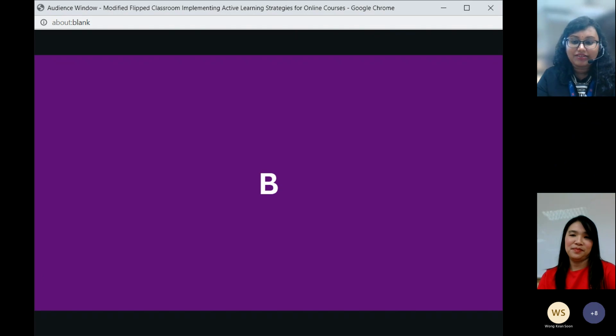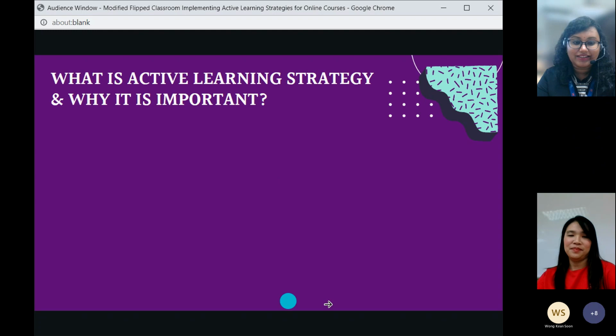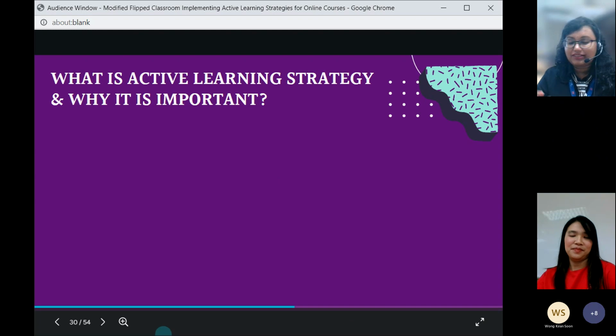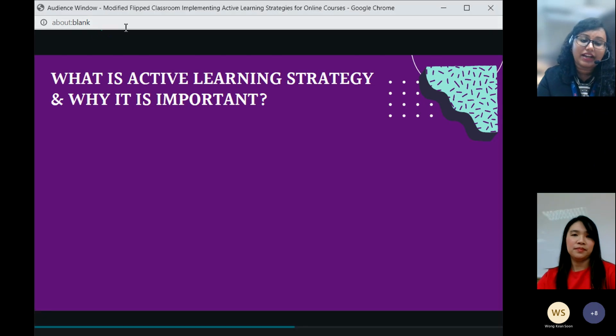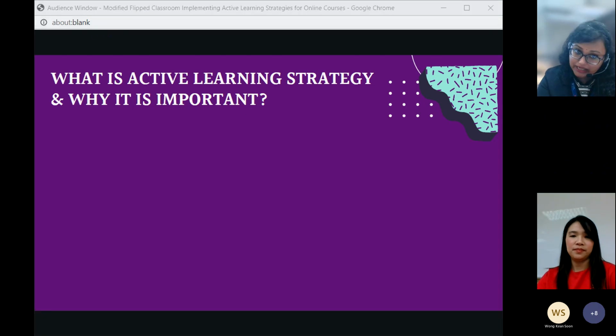So moving on to the next slide. A little bit more here. When it says active learning strategy, okay, what is active learning strategy and why is it important? These active learning strategies can be conducted in class, or they can also be conducted as a flip. Okay, it depends on what kind of activities you are developing here.